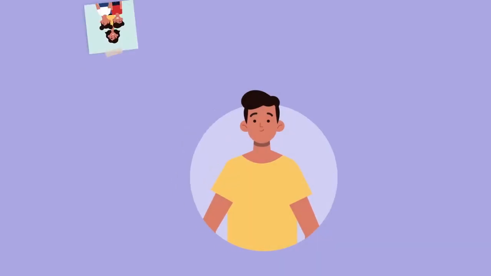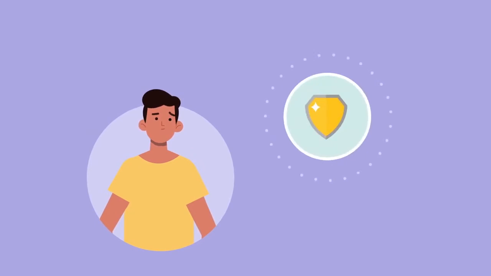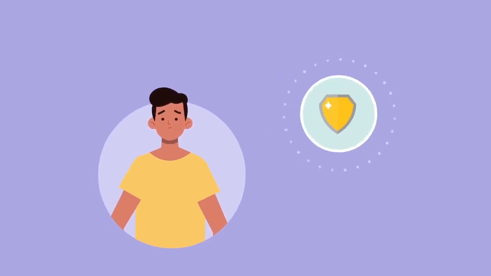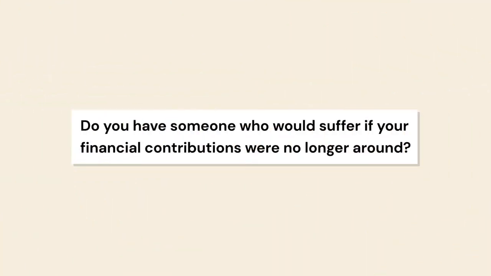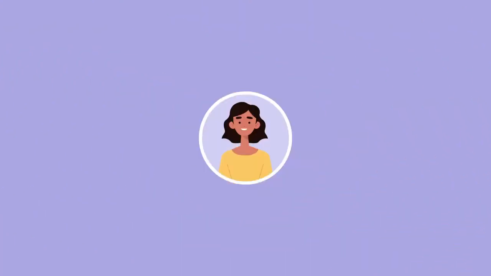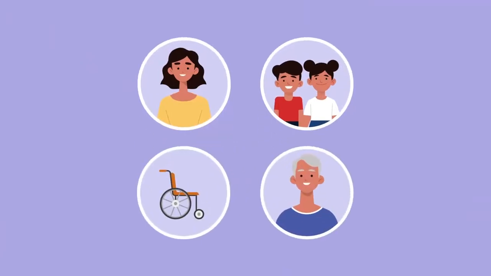If you ask most people, their family's financial security is one of their top priorities. Yet, many people aren't sure whether or not they need life insurance. A simple way to know if you need life insurance is to answer the question, do you have someone who would suffer if your financial contributions were no longer around? This could be anyone who depends on you, your spouse, your children, disabled family members, or even aging parents.